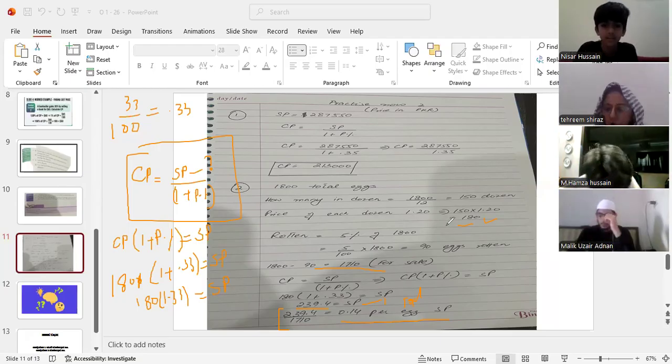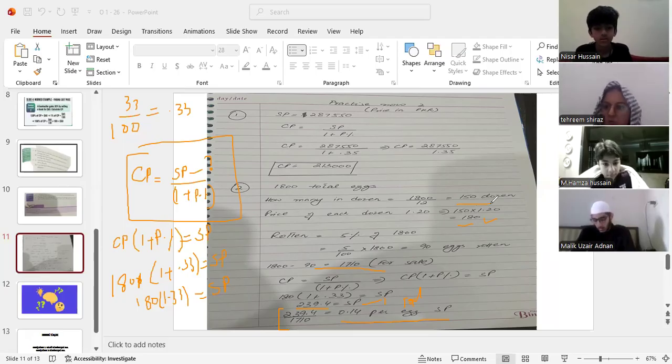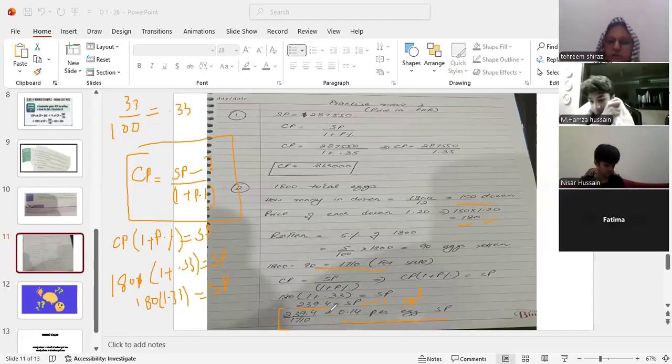Beta, okay, listen. How many total dozen eggs he bought? 150? Yes. Okay. What is the price per dozen? 1.20. 150 multiply 1.20. That will be the total cost price. Okay. The total cost price is 180. And the total sales price is 239.4. But we are not going to calculate the sales price as a whole. We need to calculate the sales price of each egg if he needs to earn the profit of 33%.